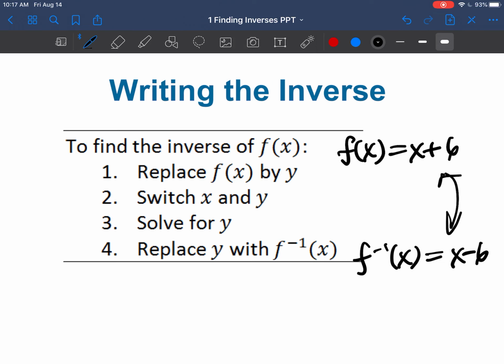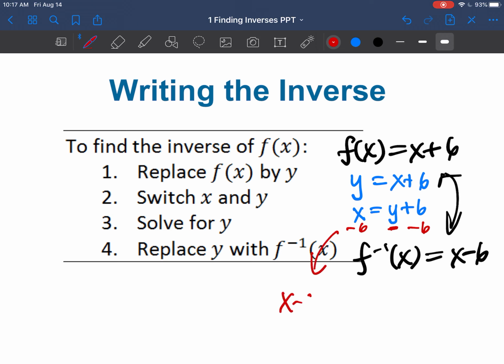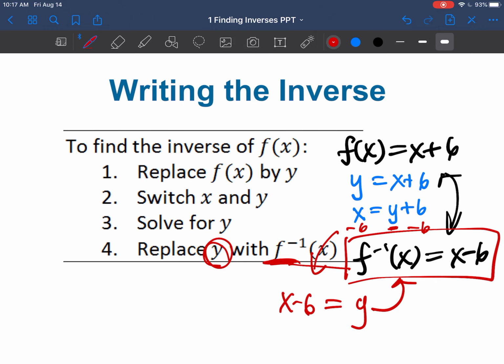You first replace this f of x notation with the y, and then you switch your x and y positions. So x would come here, and y would come here. And then you re-isolate this y. And so to solve for this y, I would have to subtract 6 from both sides, leaving me with x minus 6 equals y. And so once you've isolated y, you're ready to replace that y with your notation, f inverse of x, which is how we get this equation here.